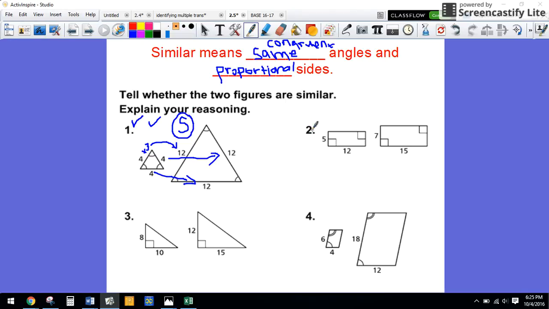All right, let's come over here to number 2. So number 2, again, the first thing I want to check out are my angles. So I can see that all of the angles here are right angles. So that means the angles are congruent. So I'm going to give myself one check mark. However, I need to double check my sides. Now this one's a little bit more difficult. It's hard for me to tell if there's a scale factor because I don't know what you can multiply 5 by to get 7, and I don't know what you can multiply 12 by to get 15.